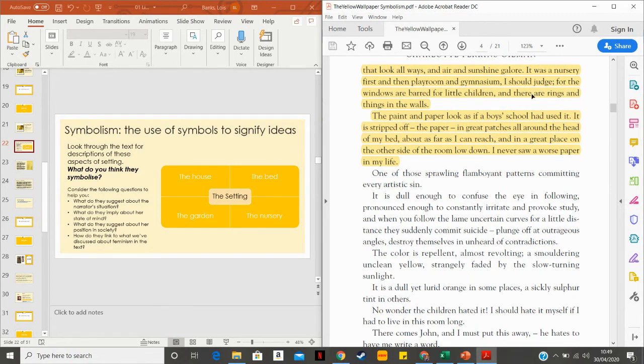Anyway, lots of people have discussed this online. You might find things in study guides about this here. There are rings and things in the walls, and what are the rings for? Is it for shackling children to the walls and shackling the narrator? And apparently rings on the walls were quite common in Victorian or 19th century nurseries. Quite what they were used for, I don't know.